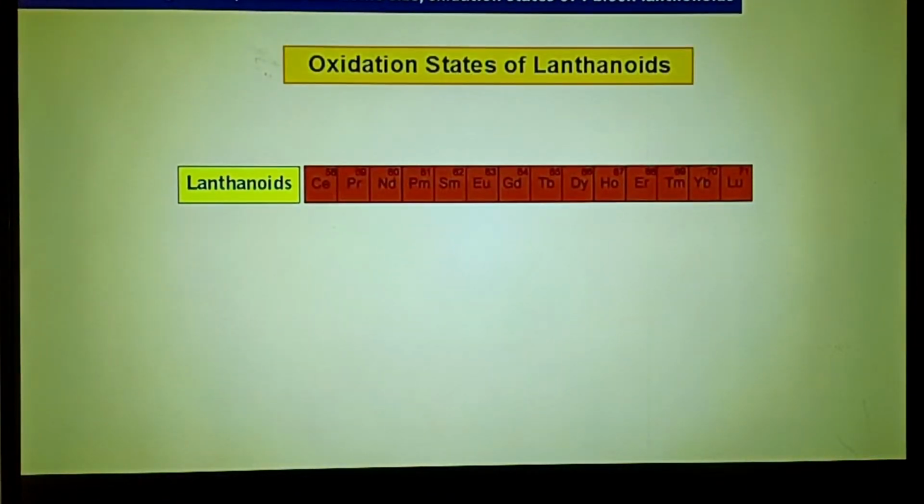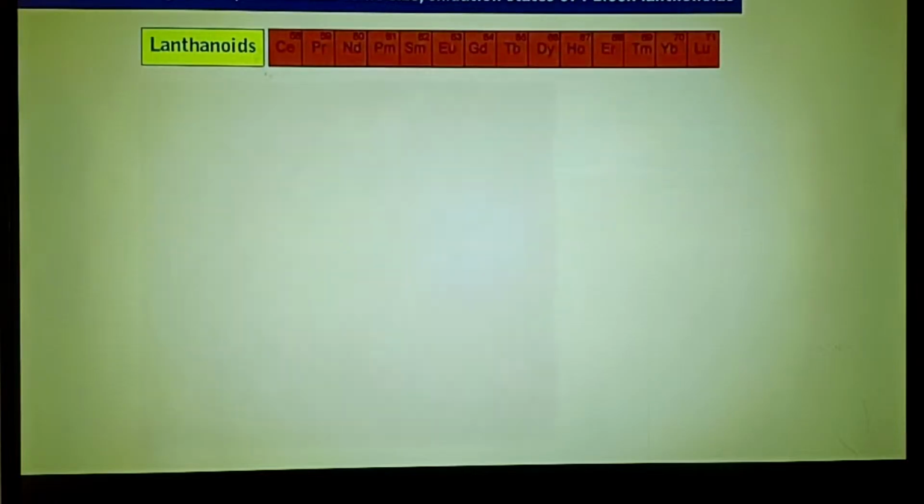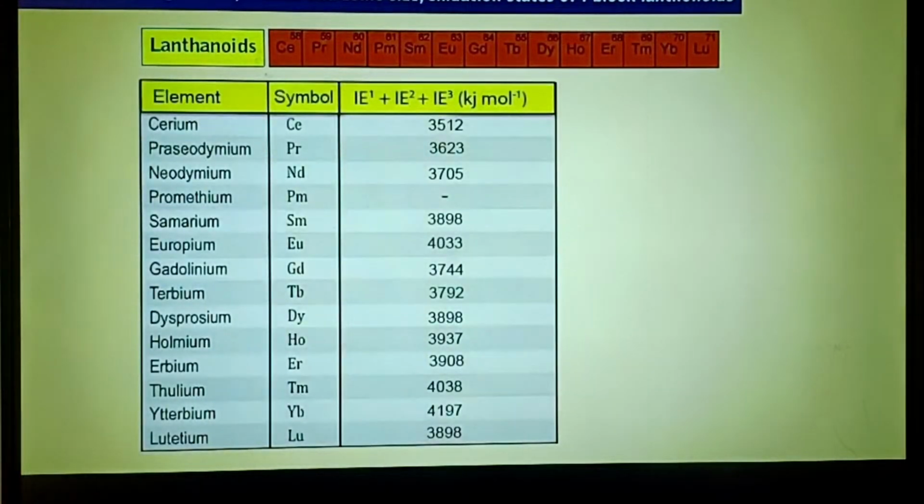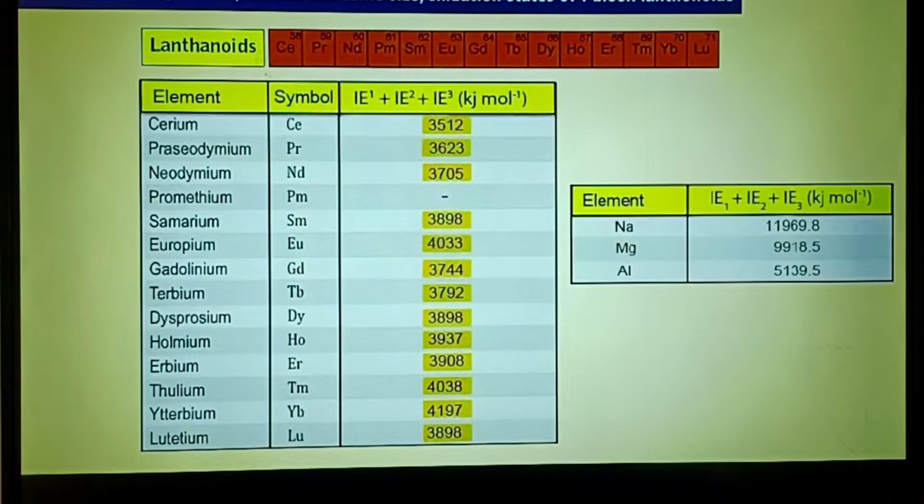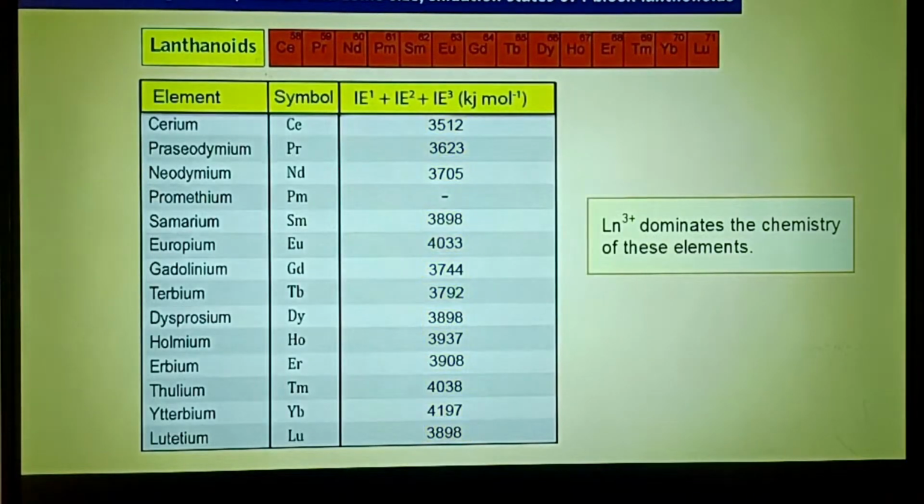Now, let us look at the oxidation states of these elements. The sum of the first three ionization energies for each element is given in the table. The values are low. Thus, the oxidation state of +3 is ionic, and the trivalent lanthanoid ion dominates the chemistry of these elements.